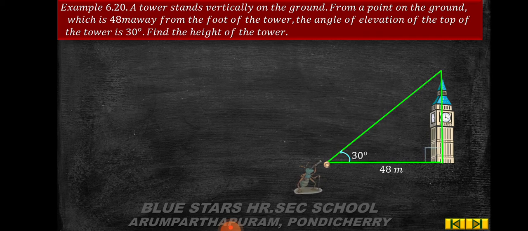So now you get a right angled triangle. Now name the triangle as PQR, which is right angled at Q. You have to find the height of the tower, that is nothing but you have to find the value of PQ.